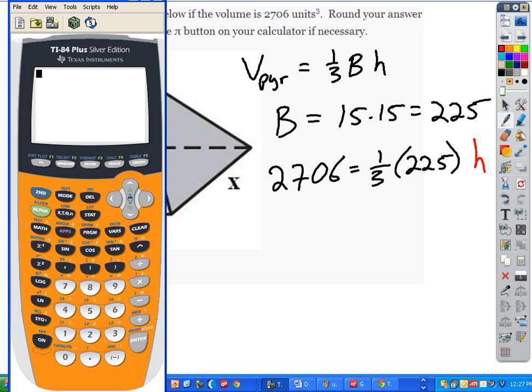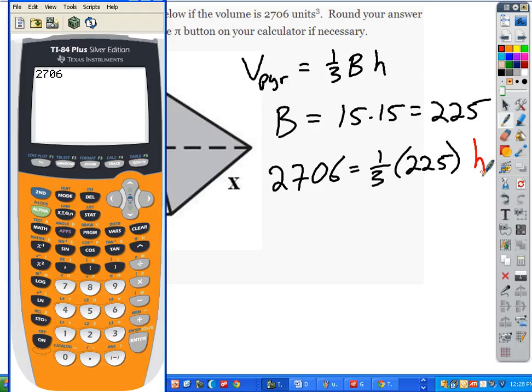We could divide 2706 by the whole quantity, 1/3 times 225. That's fine. Or if I want to, I could take it in 2 steps. Remember that the game we play, when we're doing the algebra to isolate a variable, is pushing everything over to the other side of the equation, so the number we end up with on that side is H.